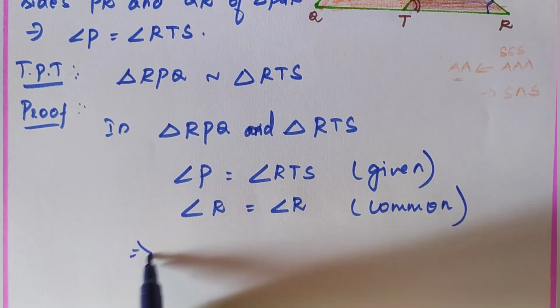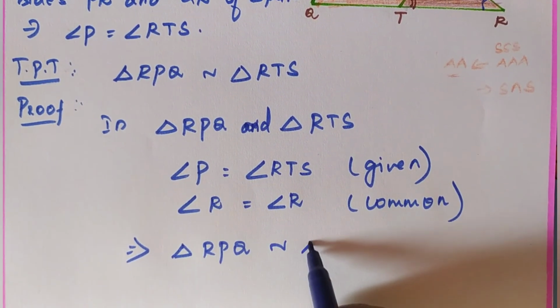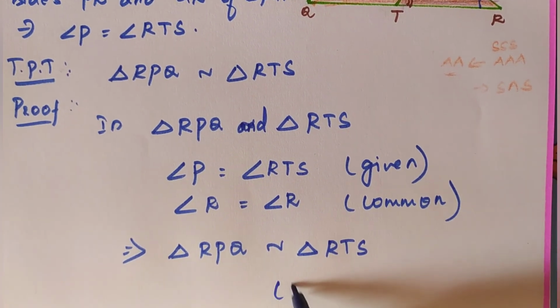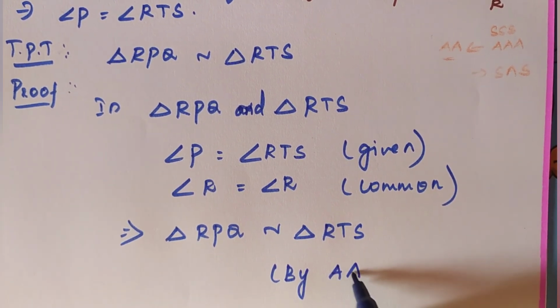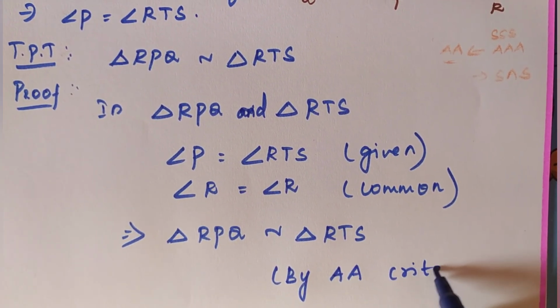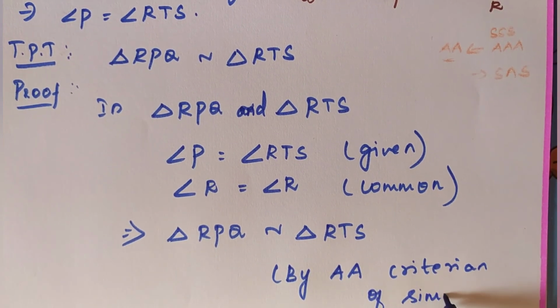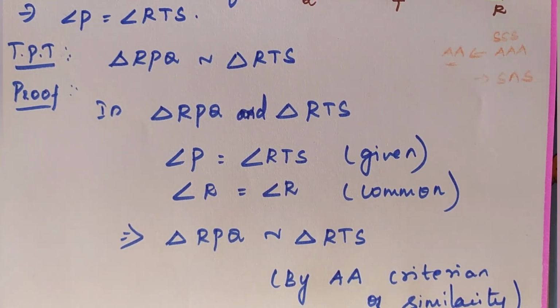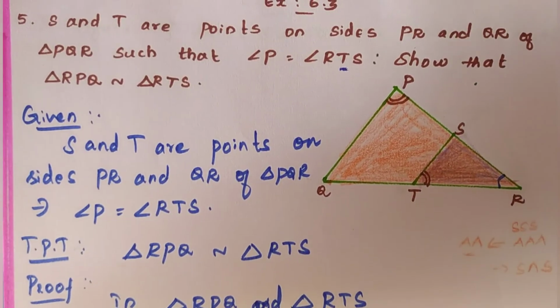So now we can tell that the triangle RPQ is similar to the triangle RTS by AA criterion of similarity. Clear all of you? Thank you.